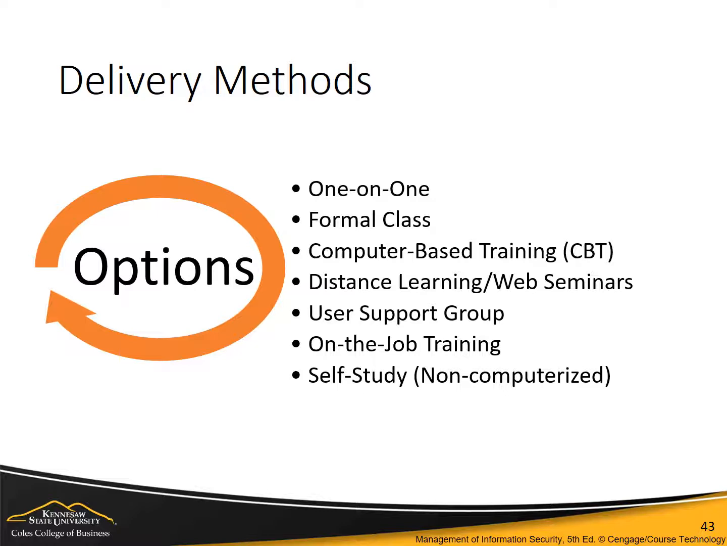Formal class: here you have a scheduled training location, in person or via teleconferencing, at a particular time. If everyone cannot attend the days and times you schedule, then the training will not meet needs. Computer-based training: this option could be in person, partially in person, a training session followed by individual work later, whatever works.